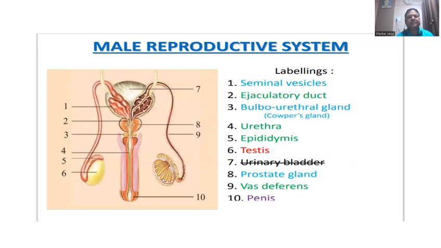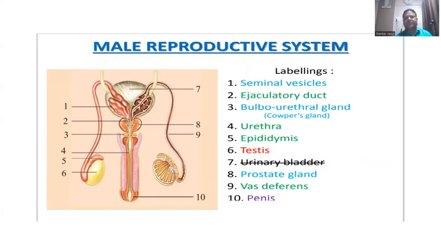The next part, we'll start with the male reproductive system. The diagrammatic explanation, see here, these are the labelings. Arabic numbers are shown over here. The male reproductive system consists of two main parts. The one is external genitalia and the other is internal genitalia.